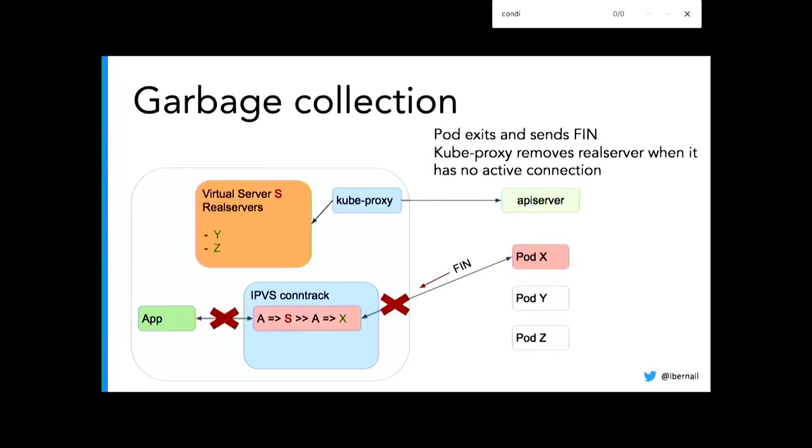For garbage collection, it's actually easy. The way it works is we have a thread that's running every few seconds, every minute, I think, looking for all the connections for a given backend. And when this gets to 0, the backend is removed. That's perfectly fine because it's removed as pods go down. They send a FIN, and the connection is removed.